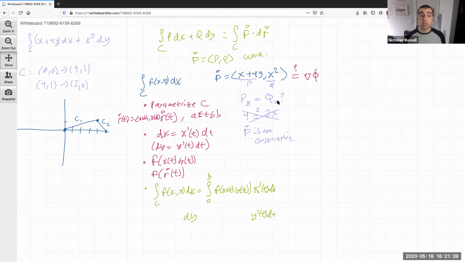The first thing you check is, is my curve closed? In this case, it's not. Okay, I can't really use any tricks there. Maybe I could have used Green's theorem, for instance, if the curve were closed.